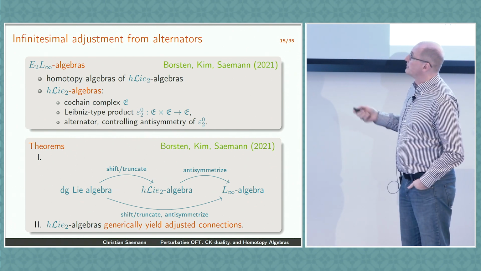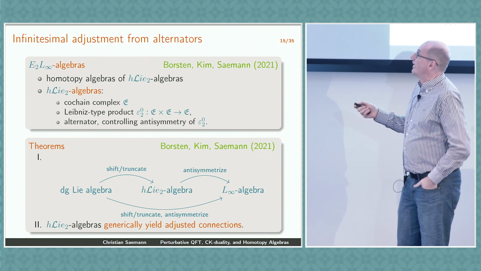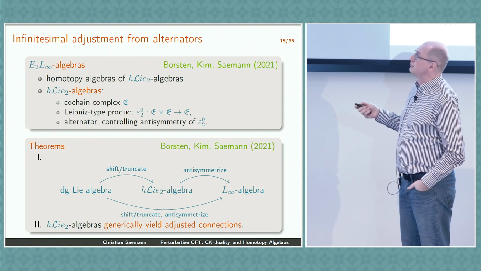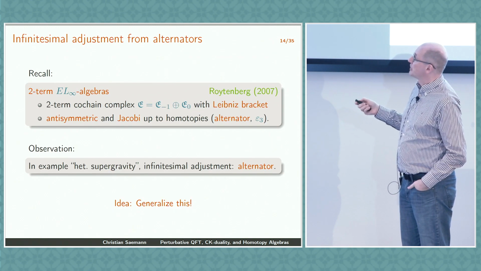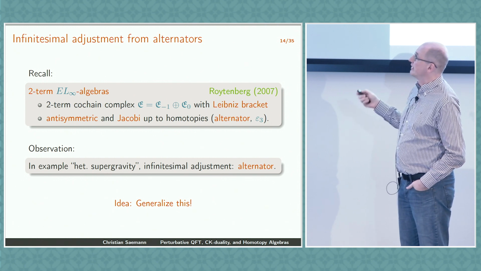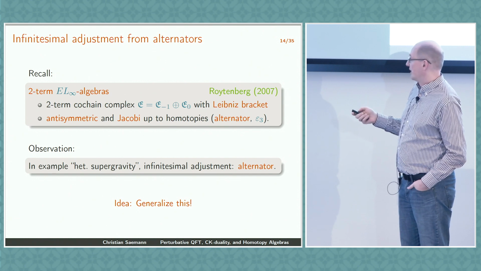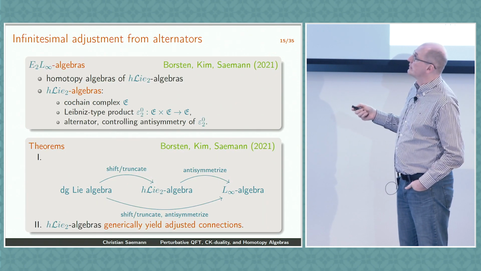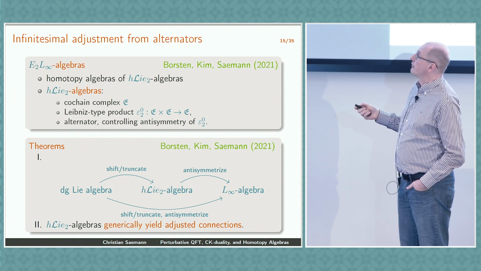We had a paper on EL infinity algebras. There's still a minor problem, so let me talk about what definitely works. So you can generalize just the previous discussion. Instead of saying that you just use two-term chain complexes, you extend it to Z-graded chain complexes, right? And you say, okay, I have one lift of the antisymmetry and the Jacobi identities, then you get what we call E2 L infinity algebras. And they're the homotopy algebras of the H Lie-2 algebra.